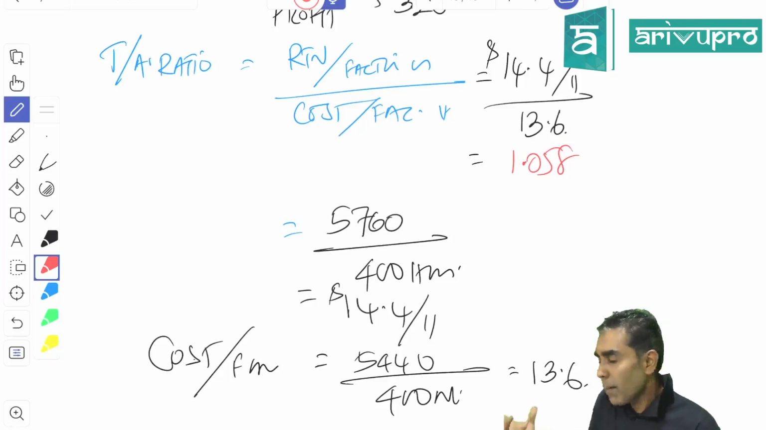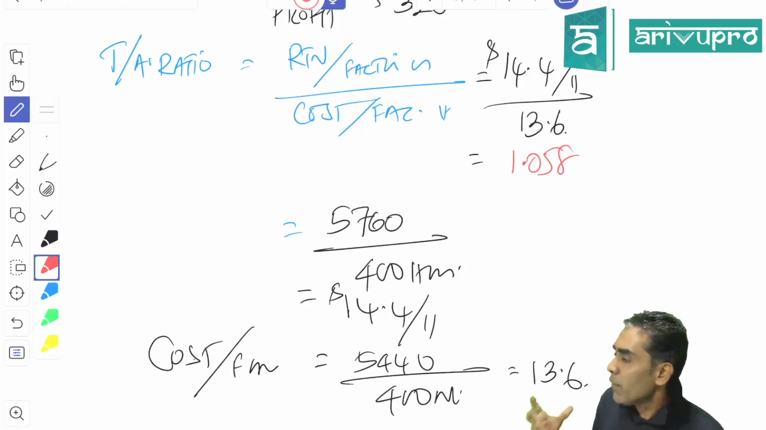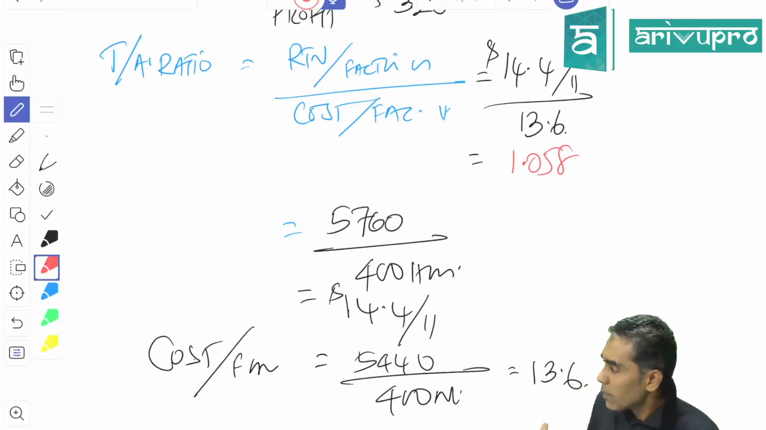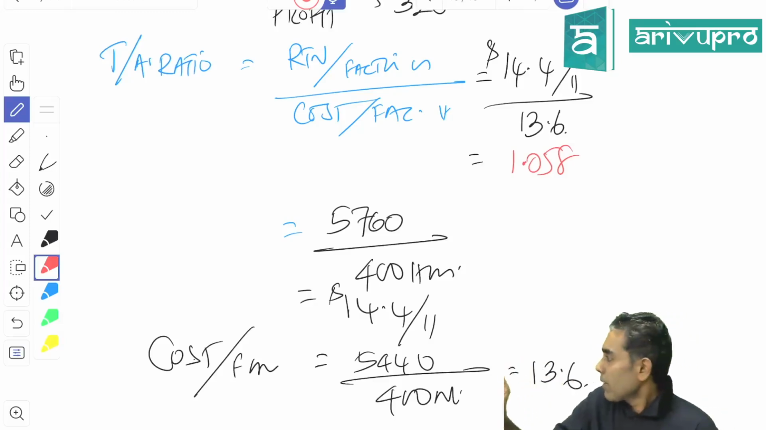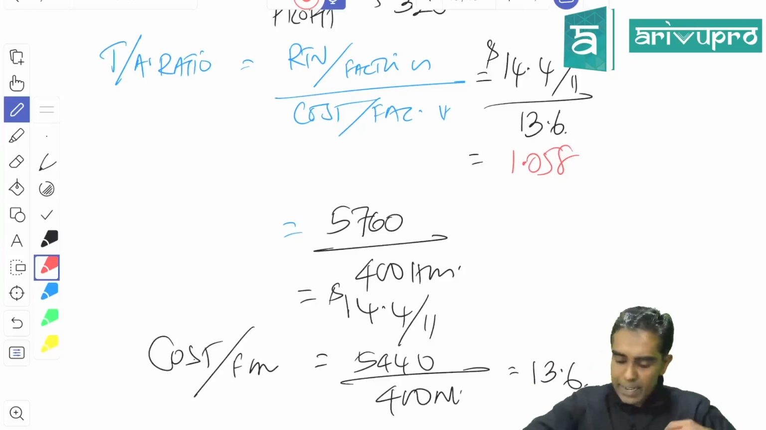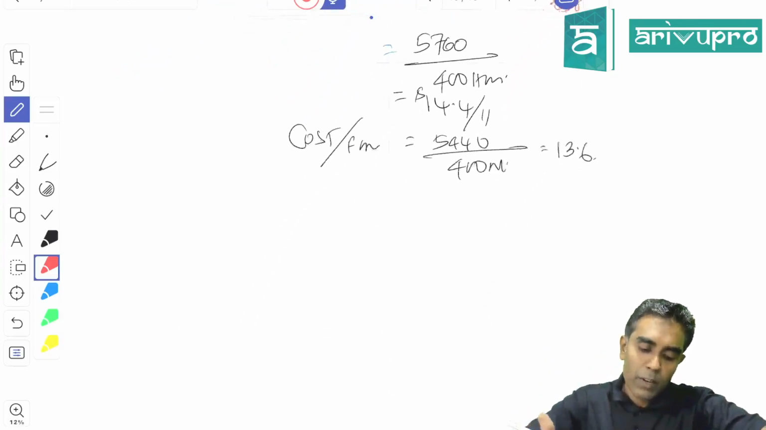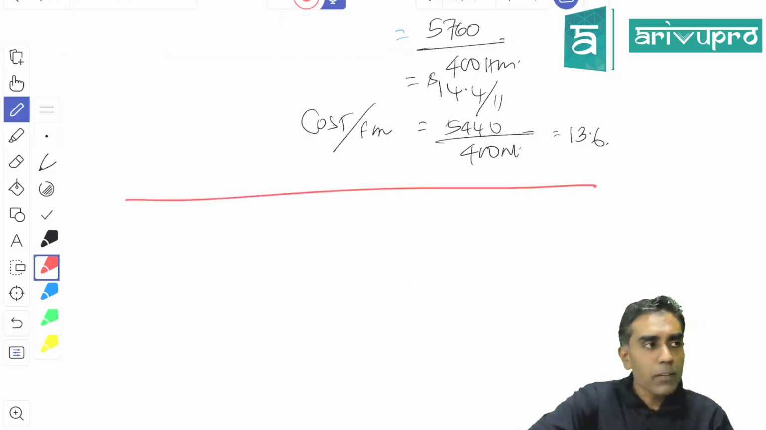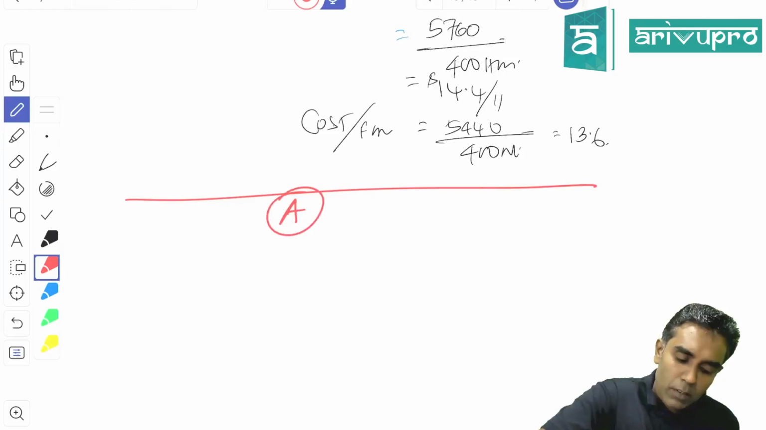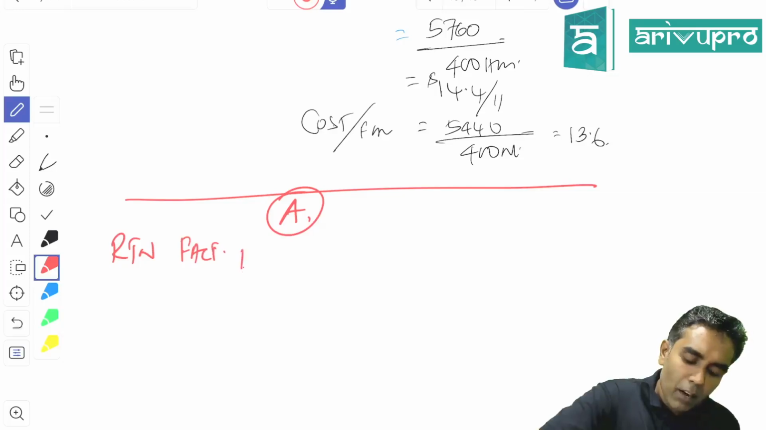From the company TA ratio, is it possible for you to take a decision on whether the product will be continued or discontinued? No. That's why I'm advising you to calculate the individual TA ratio. For example, only one product I will calculate: Product A TA ratio. Only this is for the total company, no? Right? Product A TA ratio. Return per factory hour, already we calculated.